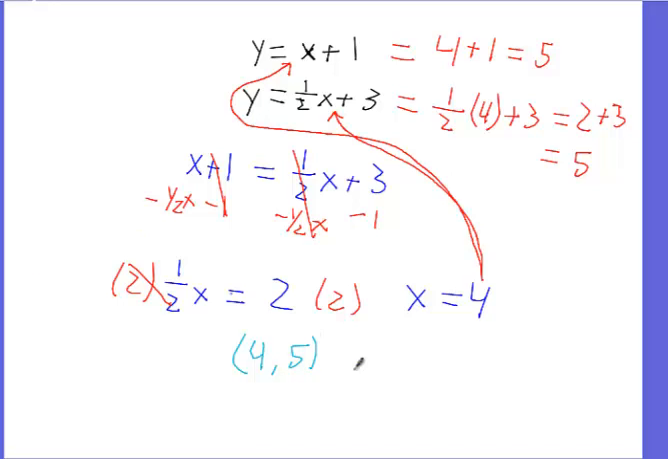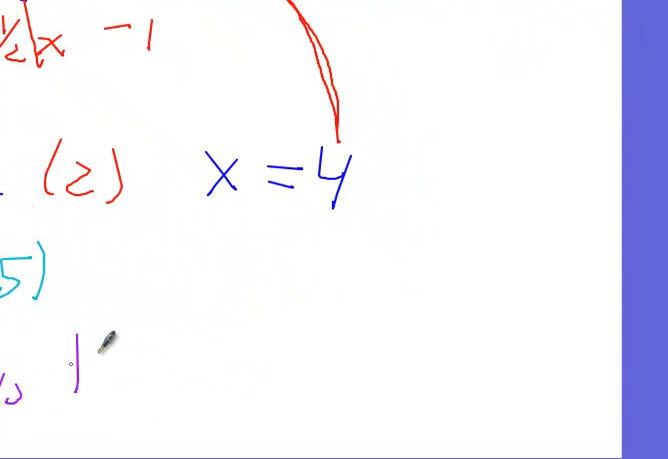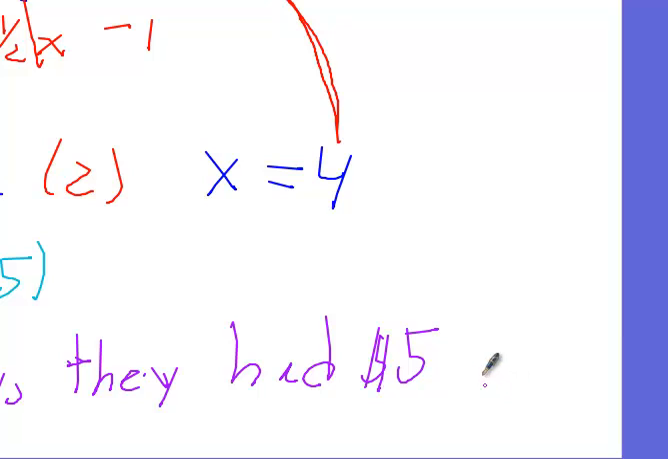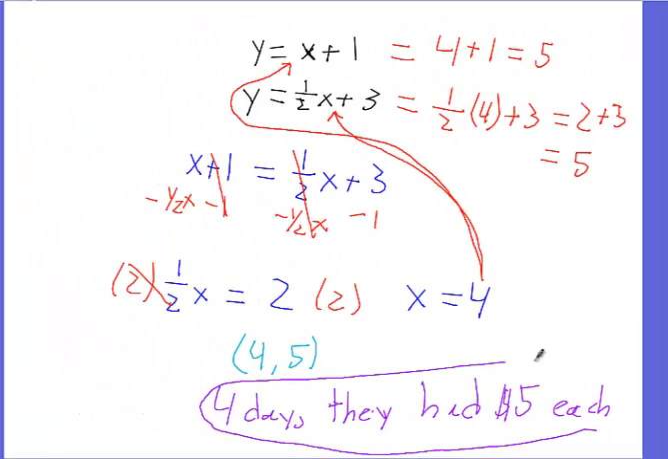But we know that this is a word problem, so you can't give me a coordinate. You must tell me that at 4 days they had $5 each. All right, let's turn this math into English, which is something cool. So our solution to this is 4 comma 5, which translates to 4 days they had $5 each. And that is solving a system of equations using substitution.